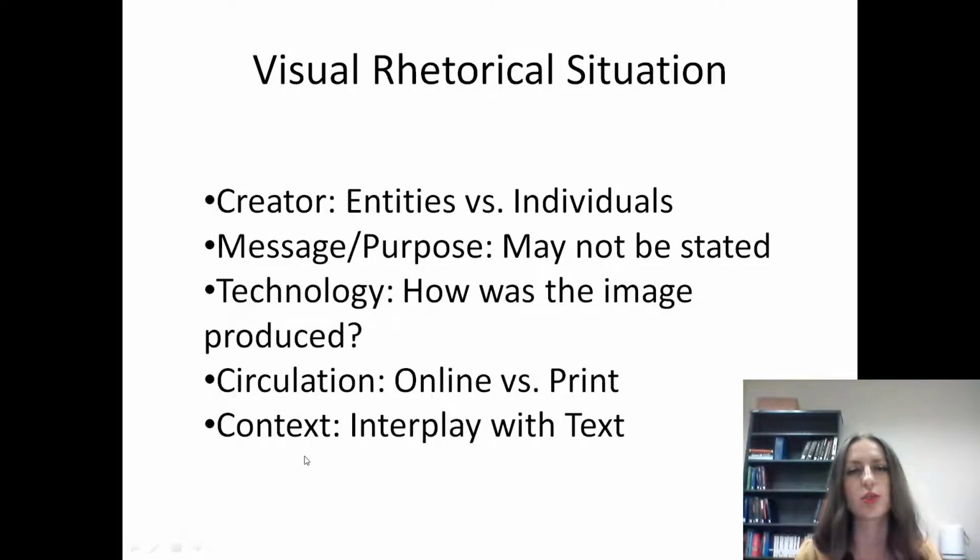With visual images, you always need to be aware of an interplay with text. Is the image serving as an illustration for text? Does the image have a caption? Is there text inside the image? You've always got to be considering the interplay with text when it comes to visual images.